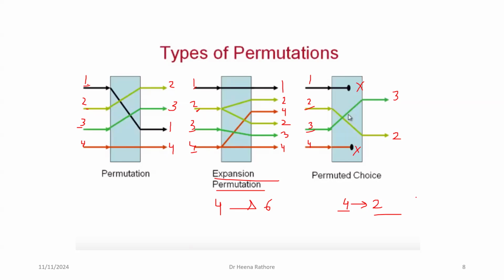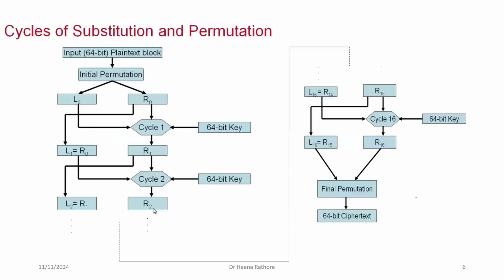So you switch certain positions, then it becomes permutation. When you start from lower bit values and you expand it to a larger one, that is termed as expansion permutation. When you start with larger bit values and you make it into a smaller bit size, then it becomes permutated choice. So that is what is termed over here, which is initial permutation and your final permutation. And there is in between permutated choice as well.